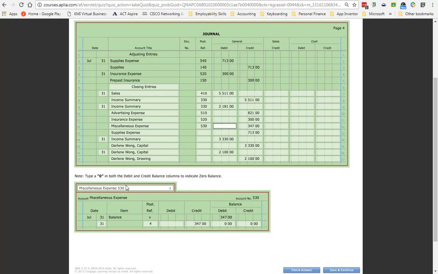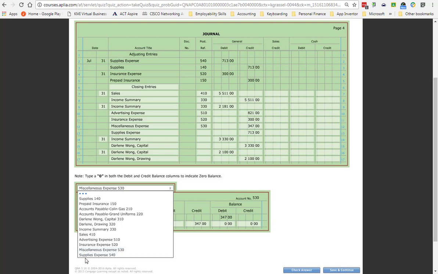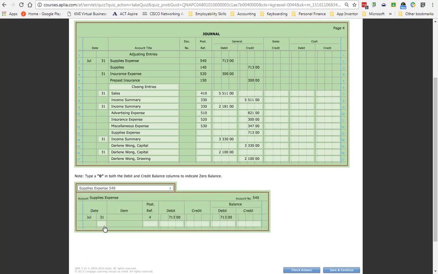My last expense account that I need to close is going to be my supplies expense. Date of the 31st, last day of the fiscal period, post reference of 4 for the page number, and I'm going to credit supplies expense $713, and then put account number 540 back up on top.